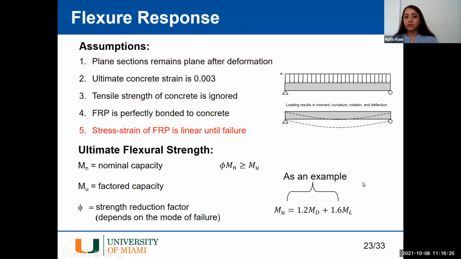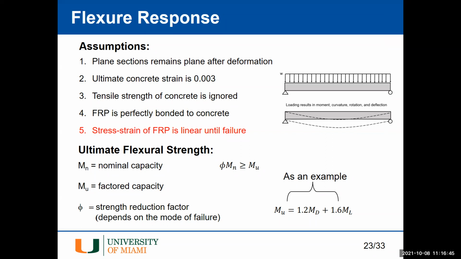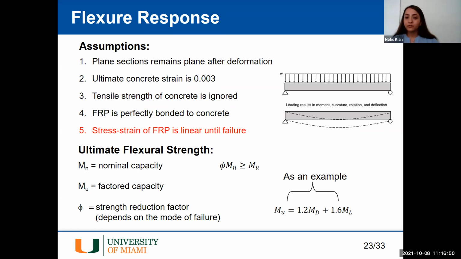And also the concrete members with FRP bars have different flexure responses, but the assumptions and the theory are the same. The assumptions for flexural members are that plane sections remain plane after deformation, and the ultimate concrete strain is assumed to be 0.003. The tensile strength of the concrete is ignored, and the FRP is assumed to be perfectly bonded to the concrete. It means that the strain in the reinforcement would be equal to the strain in the concrete.